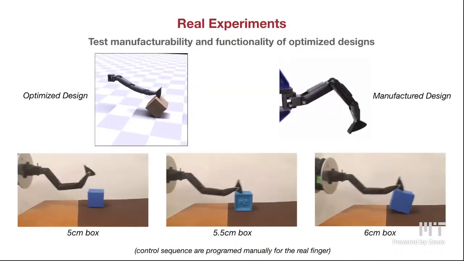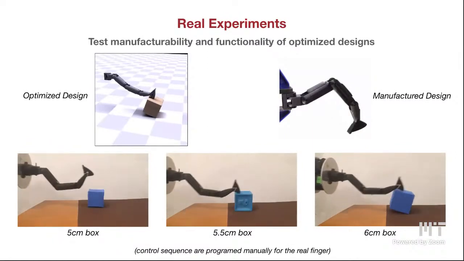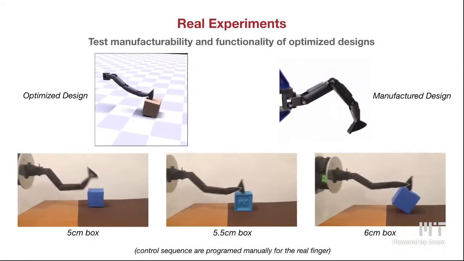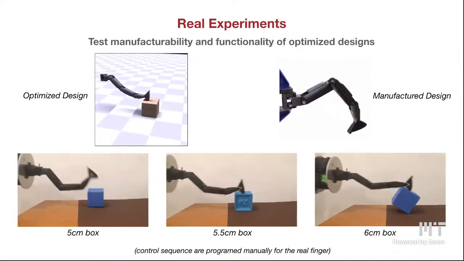We further tested the manufacturability and functionality of our optimized designs. We 3D printed the finger components and assembled the optimized design. And we conducted stress tests on cubes of different sizes to test the functionality and robustness. And the experiment shows that the manufactured finger can successfully flip the cubes in the real world.